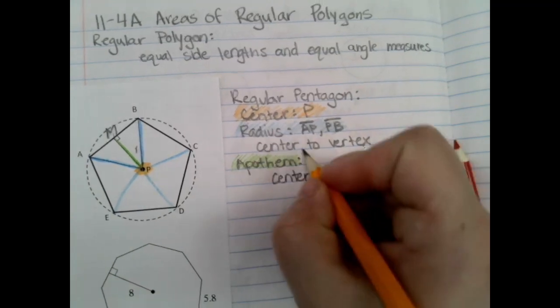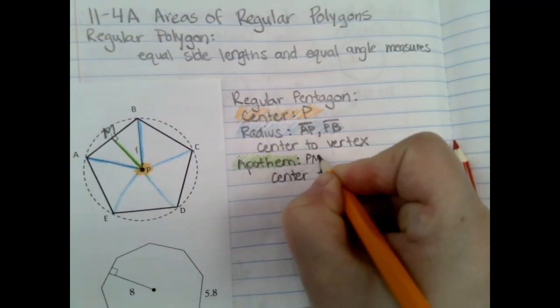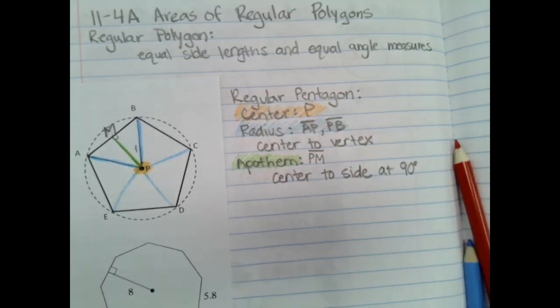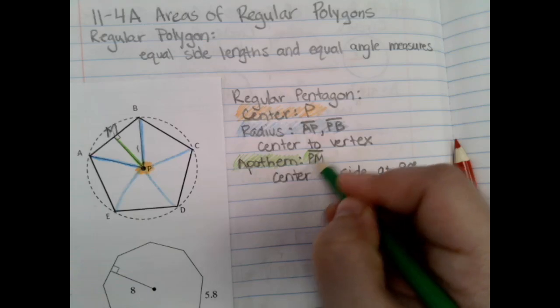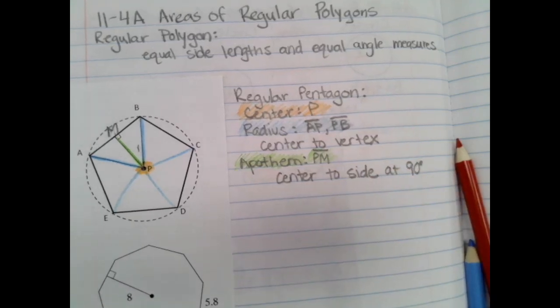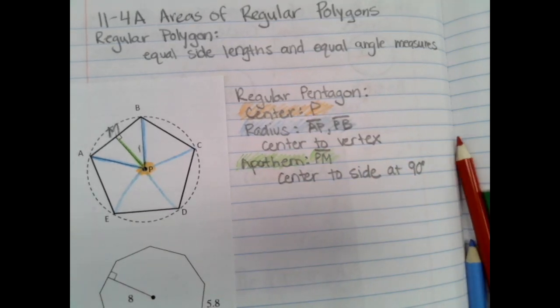Okay, so our apothem would be PM. It goes from the center to the edge, and it hits it at that 90-degree angle. All right, so now we have enough information. We should be able to find the area formula for a polygon.